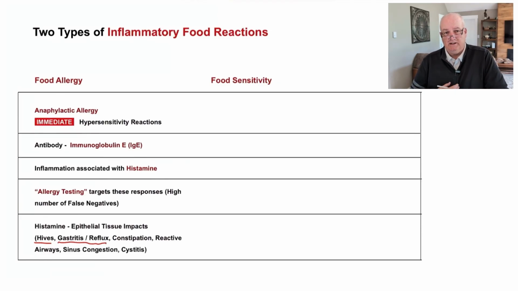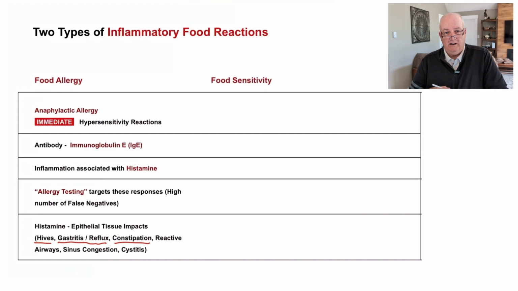Some of the medications people are given for those types of conditions are antihistamines. Nausea in the stomach is often a histamine response. That's why diphenhydramine or Gravol or Dramamine helps with nausea. It's an antihistamine. Histamine can cause constipation in the colon. Opioid-induced constipation is a known histamine reaction.